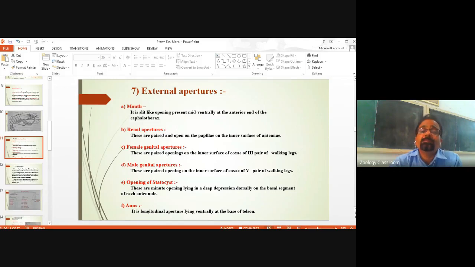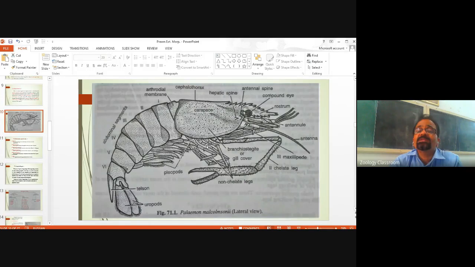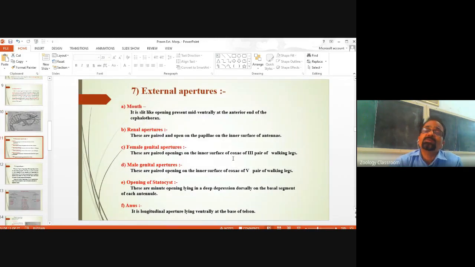Female genital apertures. Now, these are paired openings on the inner surface of coxae of third pair of walking leg. Coxae. आता वॉकिंग इथं बघा 1 2 3 4 आणि 5, 5 पेअर्स ऑफ वॉकिंग लेग्स इथं दाखवलेले आहेत. हे वॉकिंग लेग्स. आता यामध्ये तिसरा थर्ड पेअर जो आहे वॉकिंग लेगचा त्याच्या कोक्झा, coxa is the segment which is proximal to the body.